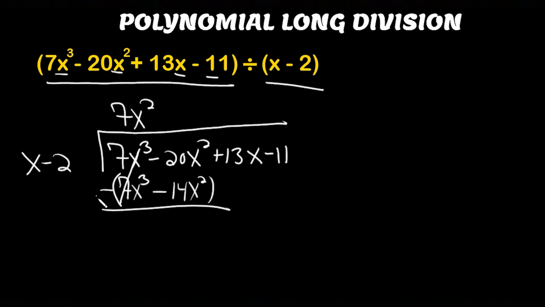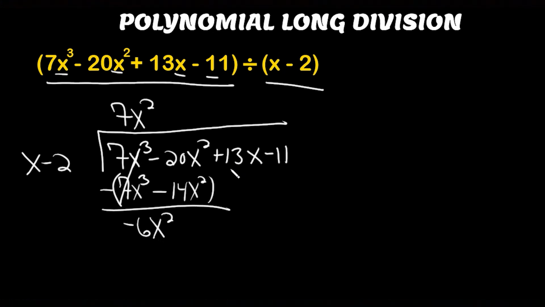And now this negative here, remember, you have to distribute inside. So this negative 14x squared really becomes a positive 14x squared. So when you do the problem, it's actually negative 20x squared plus 14x squared, which is going to give you negative 6x squared. Okay? Now from here, we're going to have to bring down a term.